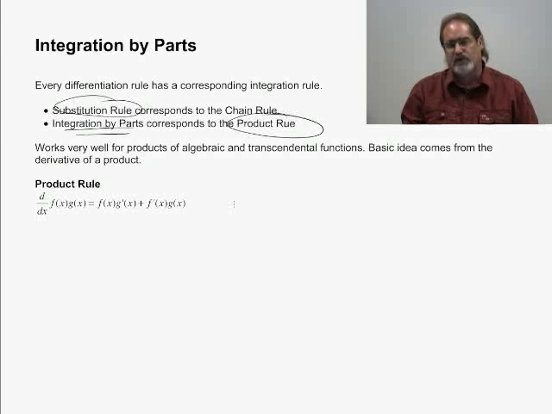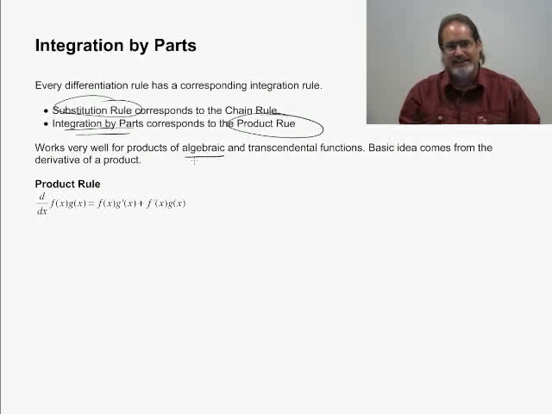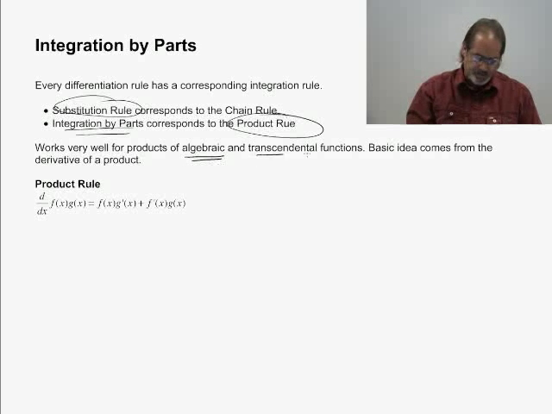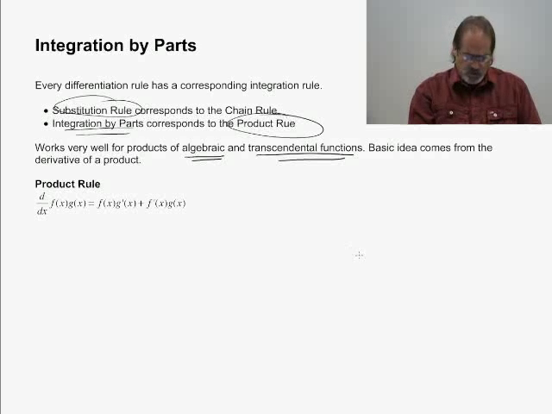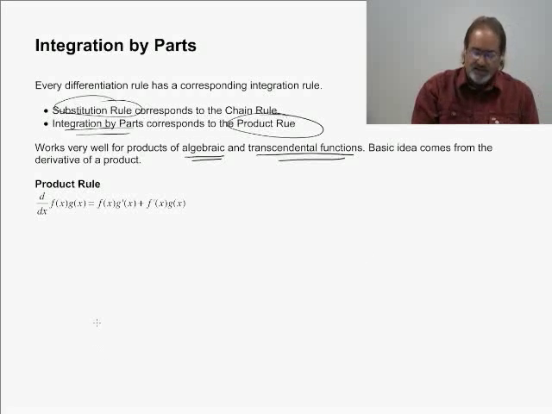Now, integration by parts works very, very well for products of algebraic and transcendental functions. And like I said, the basic idea starts with the product rule. So, review quickly the product rule. d dx of f of x times g of x is f of x times g prime of x plus f prime of x times g of x. That's just your basic product rule for differentiation.